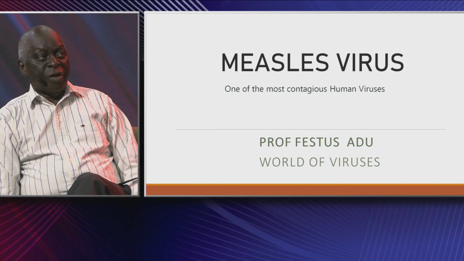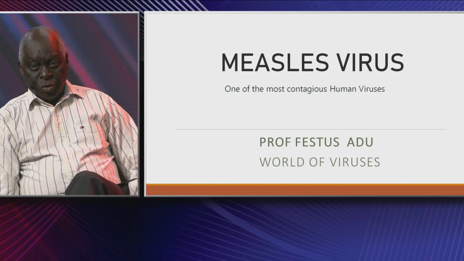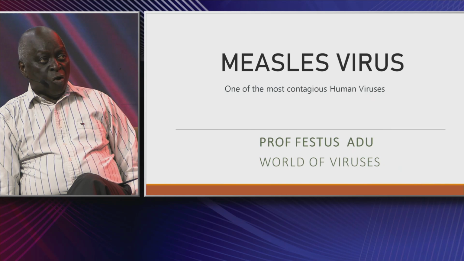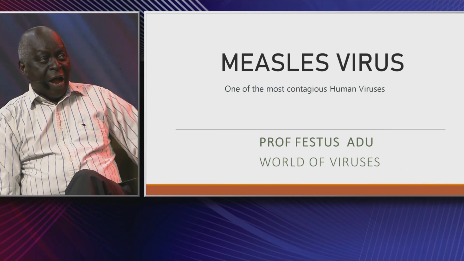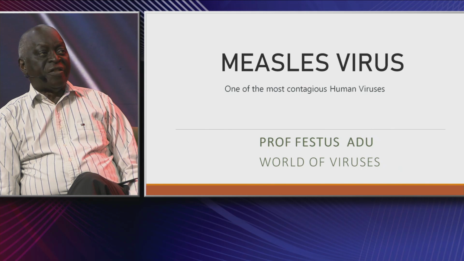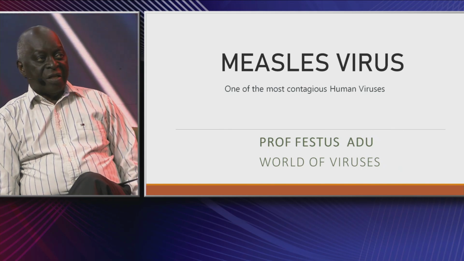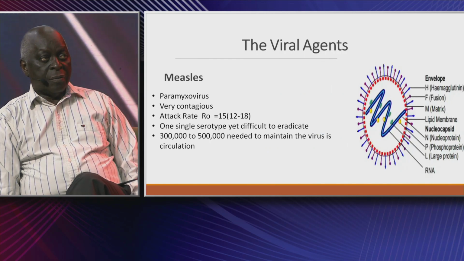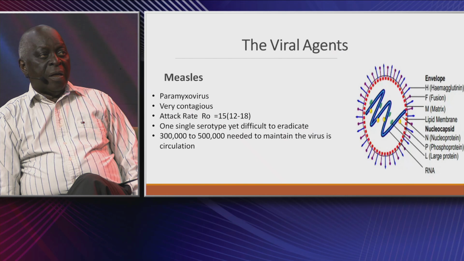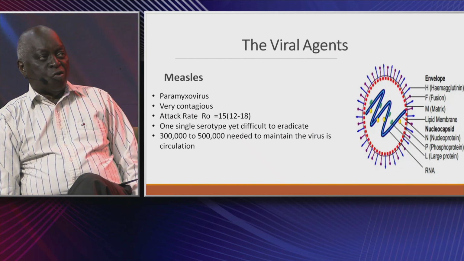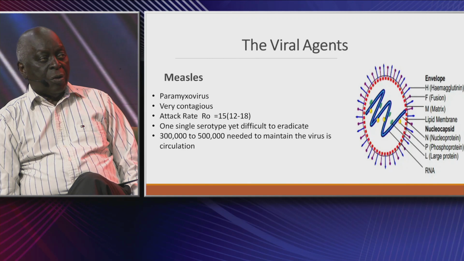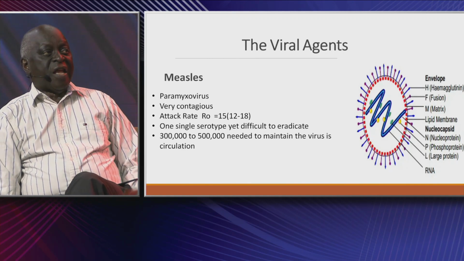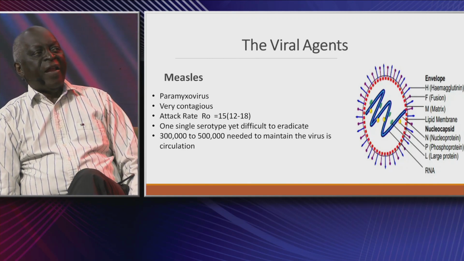Today, I'm talking to us on measles, on my topics on viruses. Today, I'm looking at measles virus, one of the most contagious human viruses ever known. The viral agent is the measles virus, the causative agent of measles disease. It's a paramyxovirus, very, very contagious.